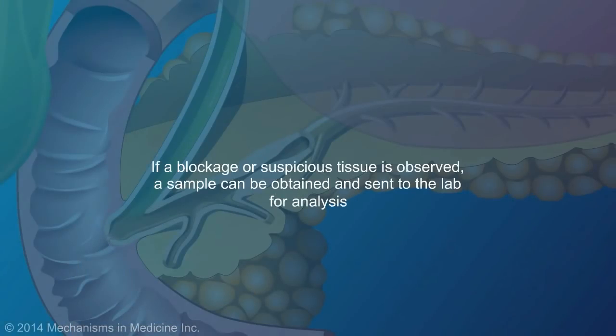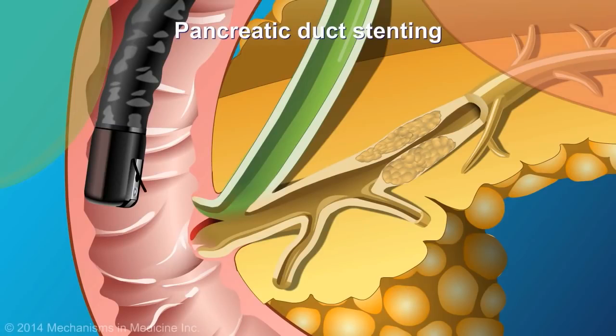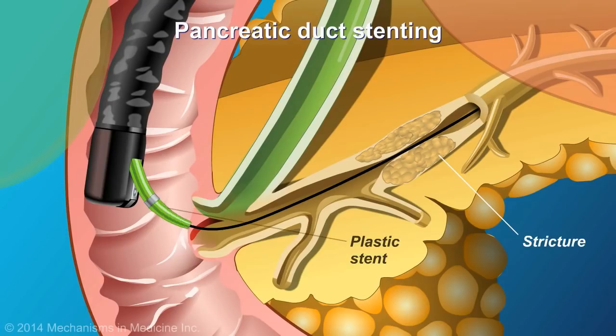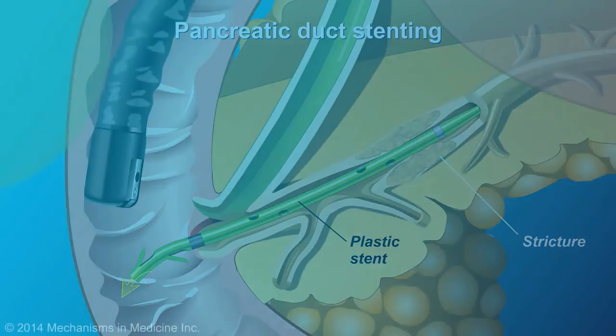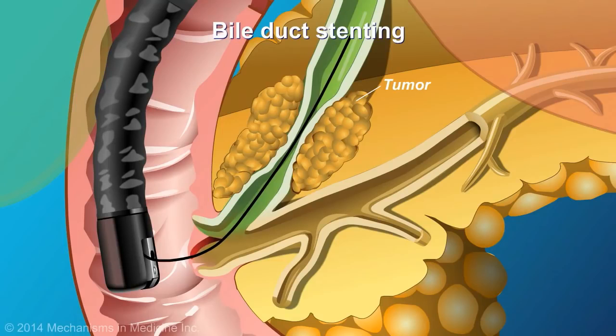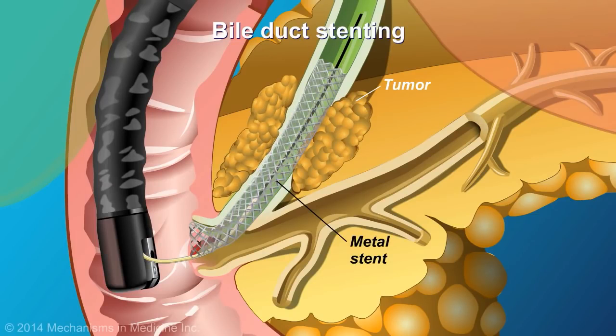If a blockage or suspicious tissue is observed, a sample can be obtained and sent to the lab for analysis. In the pancreatic duct, when fluid collection, stones, or strictures are present, a plastic stent can be inserted to bypass the obstruction or to drain the fluid. Once the obstruction is bypassed, the normal flow can be re-established. In the bile duct, if a tumor causes blockage and requires drainage, a metal stent, if malignant disease, or plastic stent, if it is unknown if the obstruction is benign or malignant, can be used to bypass the blockage and re-establish the flow into the duodenum.